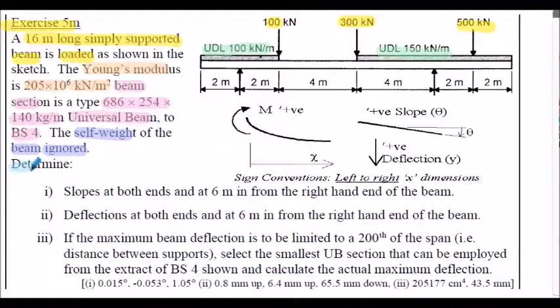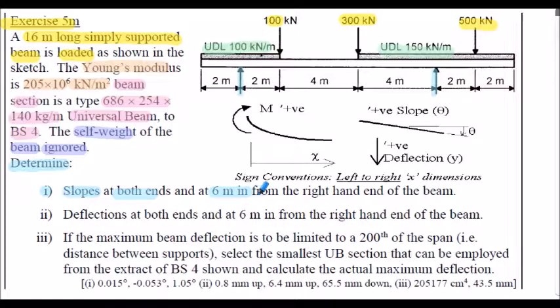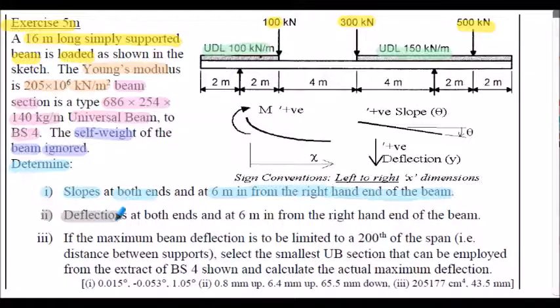So the question wants us to determine 1, the slopes at both ends of the beam and at 6 meters in from the right hand end of the beam. Just be careful there because our x dimensions are always measured from the left hand end of the beam. And as the total length of the beam above is 16 meters, that will actually mean 10 meters in from the left-hand end of the beam. 2, the deflections at both the ends, which of course are 0 in this particular case, and at 6 meters in from the right-hand end of the beam.